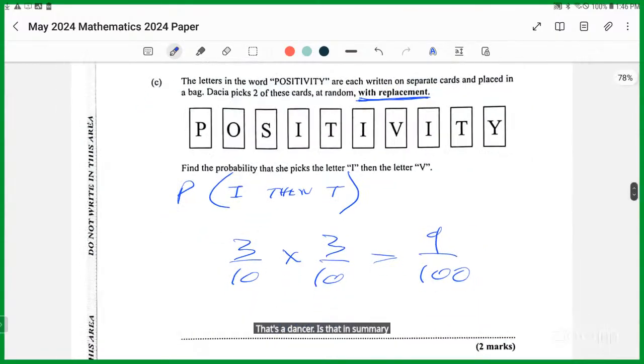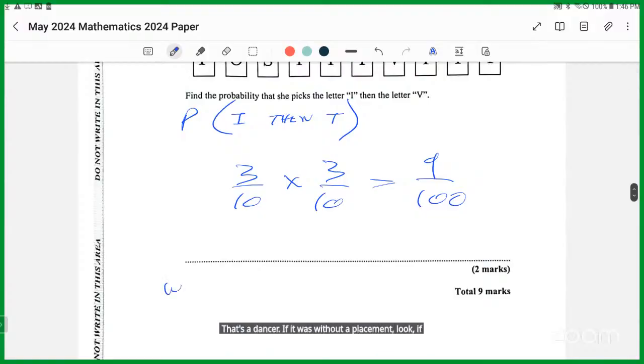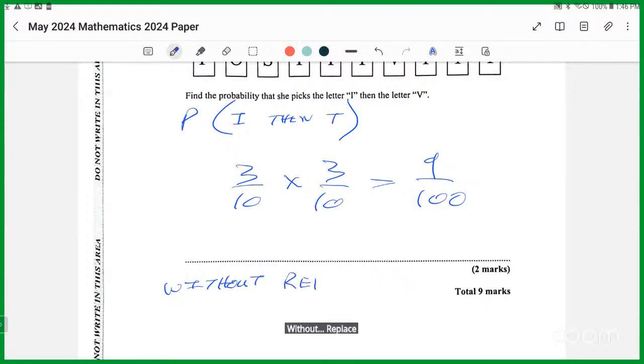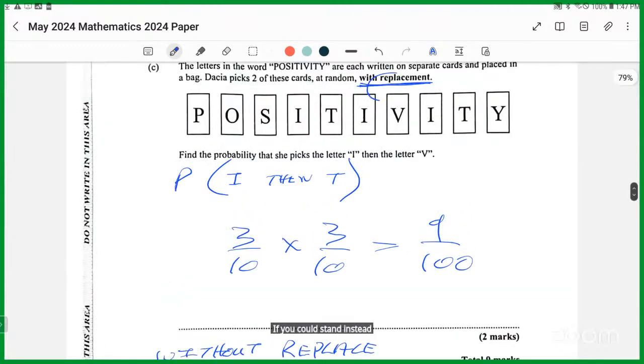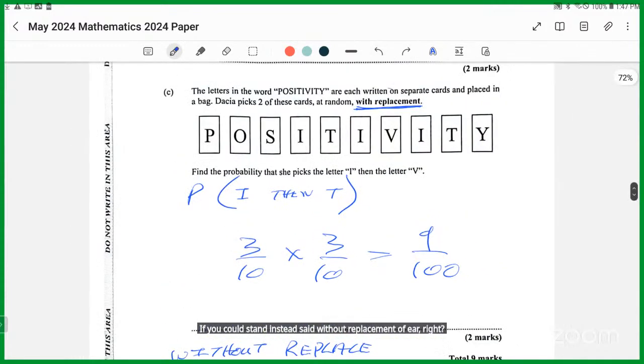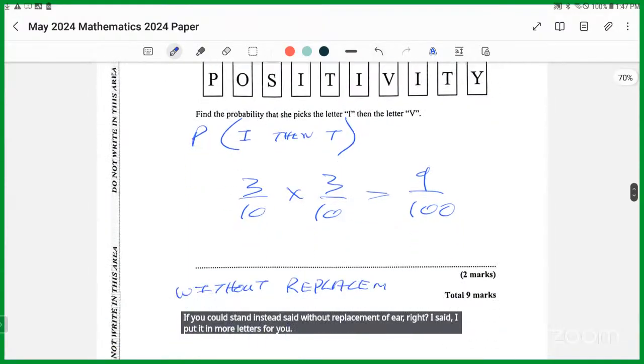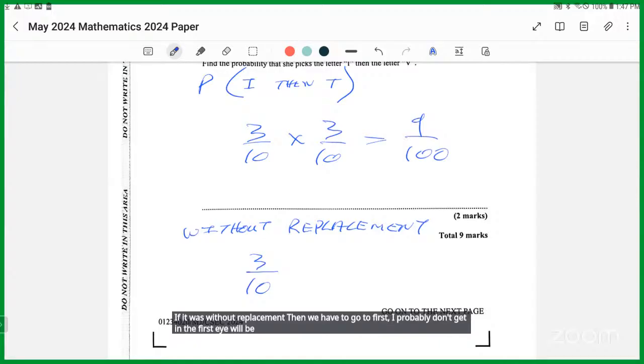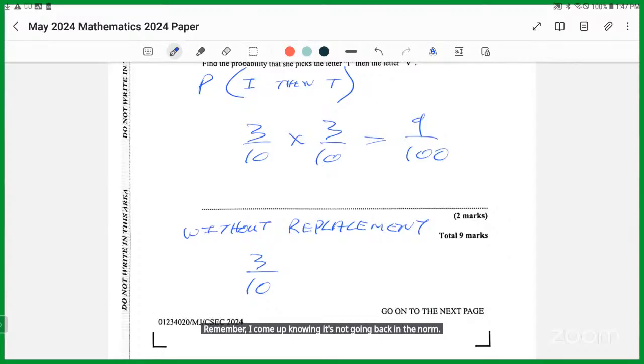If it was without replacement, look, what would happen? If the question instead said without replacement up here, I should have put it in bold letters for you. If it was without replacement, then when you take out the first I, the probability of getting the first I would be 3 out of 10. Remember, the I comes out now and it's not going back in. So you only have 2 I's out of 9. So the second I would be 2 out of 9.